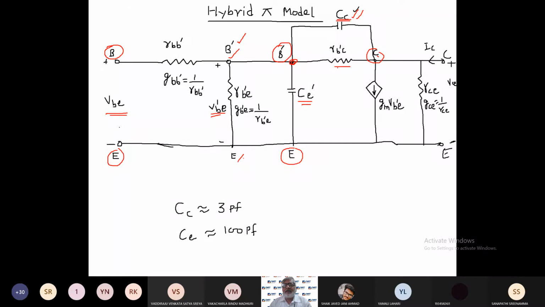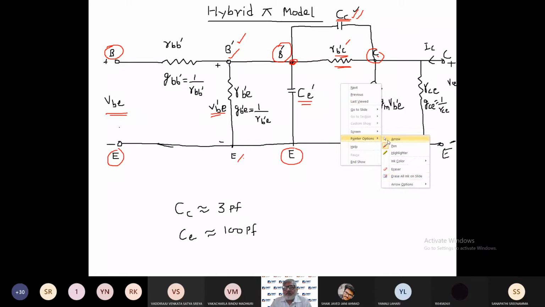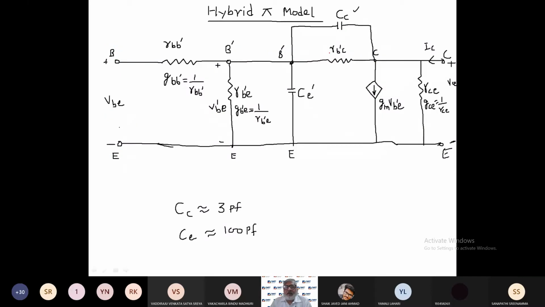And here you can find this resistance RB dash C between virtual point B dash and the collector terminal. So now here, RB dash C and CC are our feedback elements, right? Because these resistances and capacitances are connected between our collector terminal, which is an output terminal, and our B dash terminal, which is at the input side. So these are also called feedback elements.